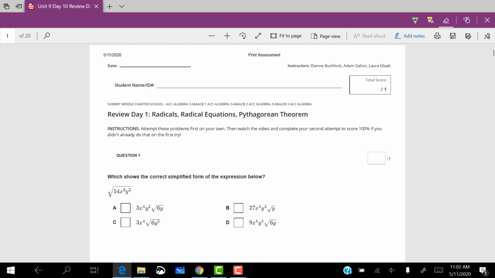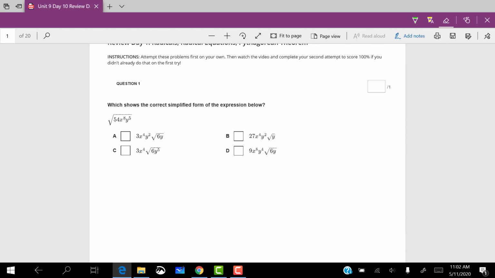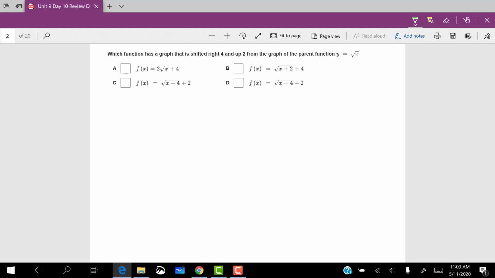Okay, this first question, we're simplifying this square root. So remember, I always break it up into the perfect square part and the kind of leftover part. And then we take the square root of the stuff we can, and we leave the other stuff under the square root. Okay, so now remember, this works just like all sorts of function transformations. You just have to remember that when you go to the right, that's actually going to be this x minus 4 under the square root. And then up 2 is just the plus 2. To go left, we would have a plus 4 here.